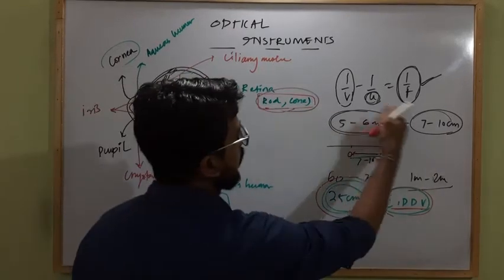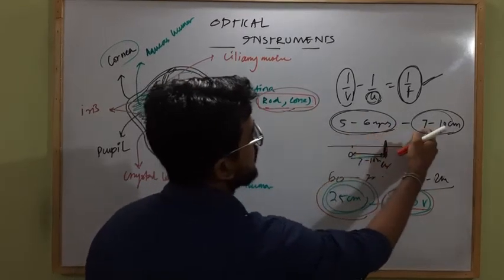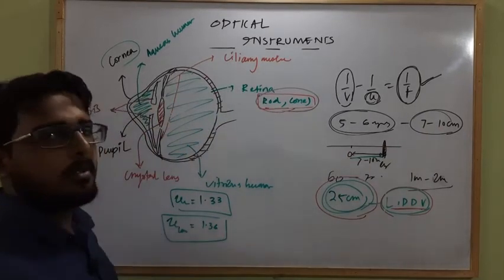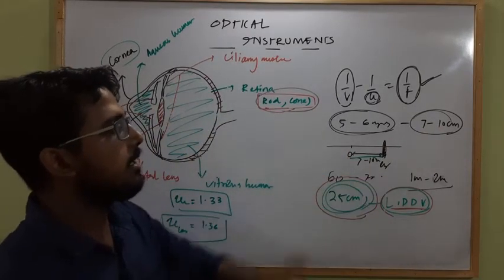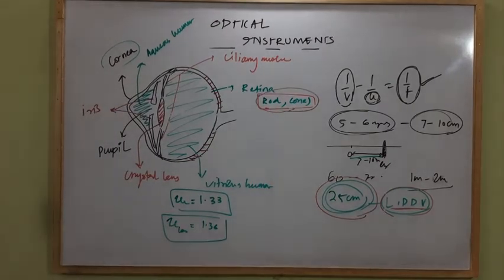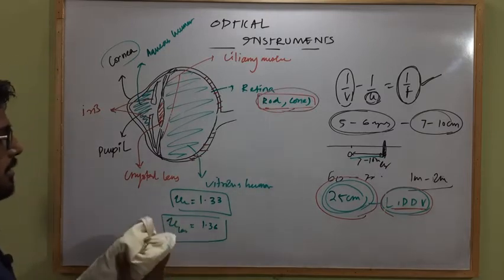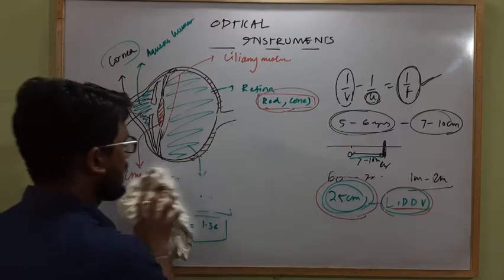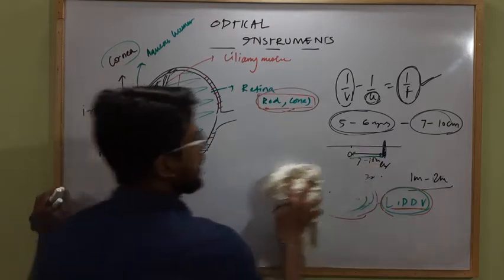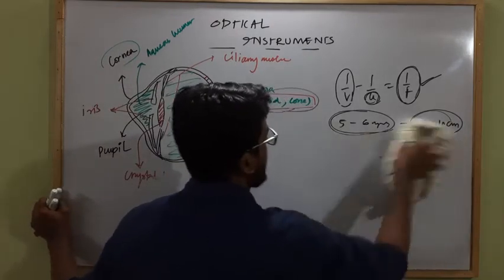But in the case of very small children, it may be 7 to 10 centimeter, and in the case of elderly or very old persons, it may vary from 1 meter to 2 meter. Clear? So the least distance of distinct vision is the smallest distance from the naked eye at which you can see the image of the object. Clear?